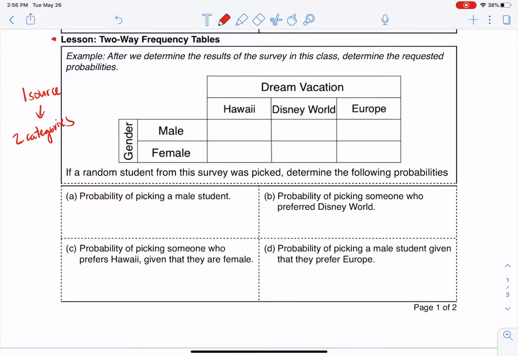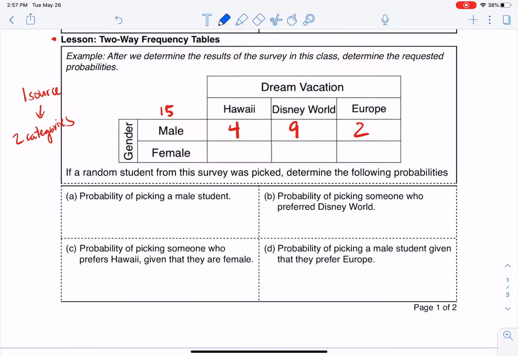Now, let's imagine that we took a survey of our class and out of the males that were surveyed, let's say there's a total of 15 males. Let's say that 4 said their dream vacation was to go to Hawaii. 9 said their dream vacation was to go to Disney World. So how many would have had to say Europe? Well, that would have to be 2, because altogether that has to add up to 15.